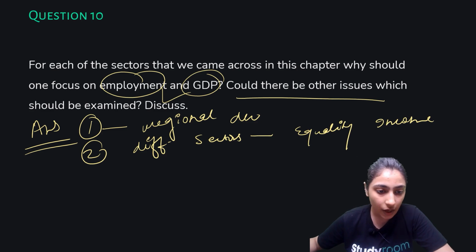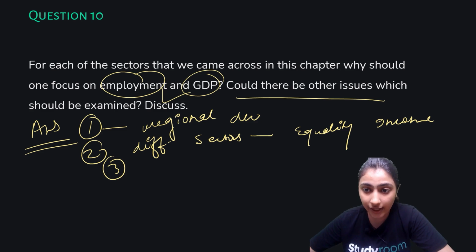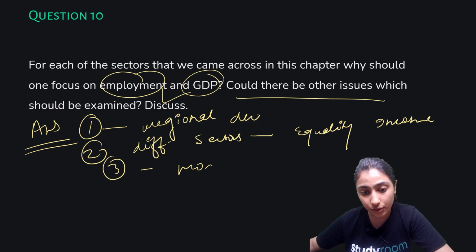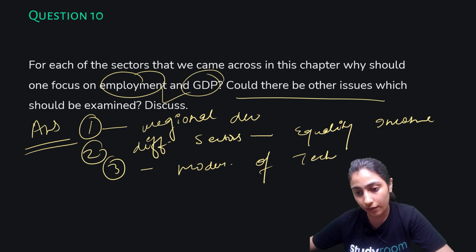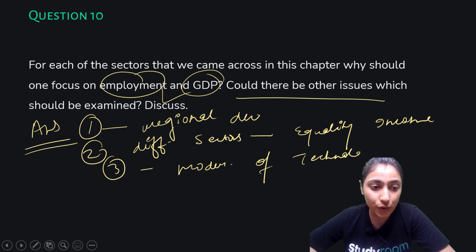Now the third point that you can offer is how to eradicate poverty. That can also be an issue that we can work on. Fourth can be something related to technology, like modernization of technology, whichever way you're making your sentence. So yeah, these are the issues which can be examined.